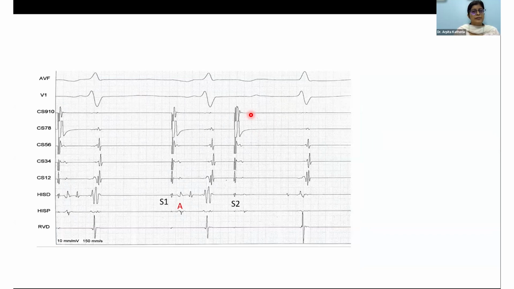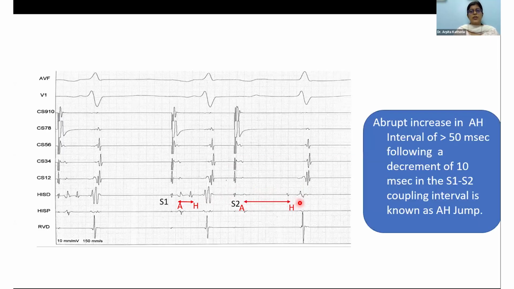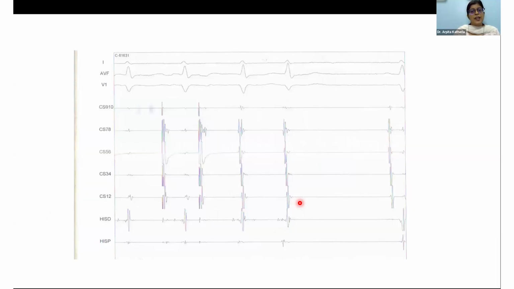Next example. What is happening over here? We have a pacing spike. This was a drive chain followed by an extra stimulus. Pacing spike, A, H, and V in the His bundle. At the second pacing spike, there is an A, and H is coming after a long jump. This is known as an AH jump: an abrupt increase in AH interval of more than 50 milliseconds following a decrement of 10 milliseconds in the S1, S2 coupling interval. This is a property of dual AV node physiology, suggestive of likely AVNRT.